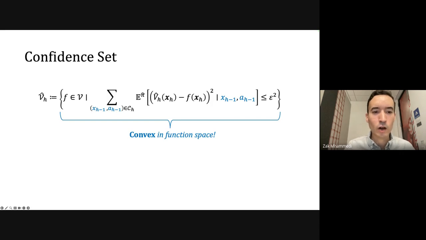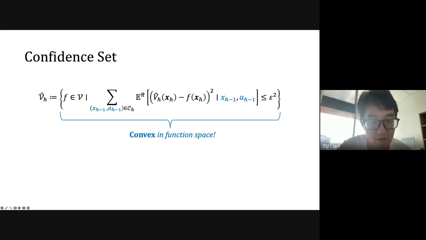So this is indeed convex, which is nice from a computational standpoint. Do you have any questions about the confidence set? It seems like you just replaced the Bellman. Previously in SimGolf, you had a Bellman with max A, and now you just replace it with the V hat. Yes.